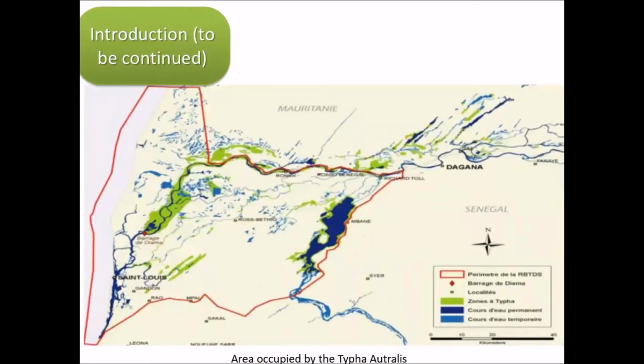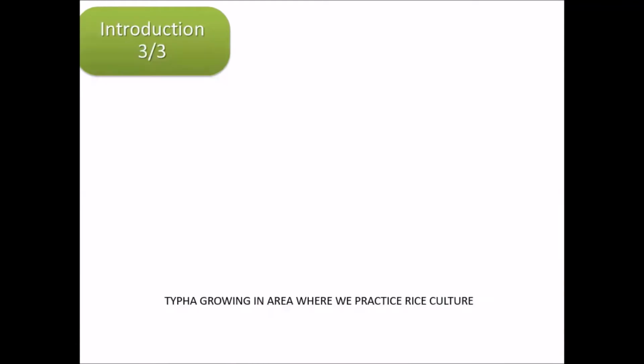And the following picture shows you the area occupied by the Typha australis in Senegal. As you can see, all the green color shows the area where we can find the Typha australis. So it is much more present in the north of Senegal than in the rest of the country. That's also the reason why right now the Senegalese government and the Mauritanian government are working on a same plan for finding a solution to fight against the proliferation of these plants.